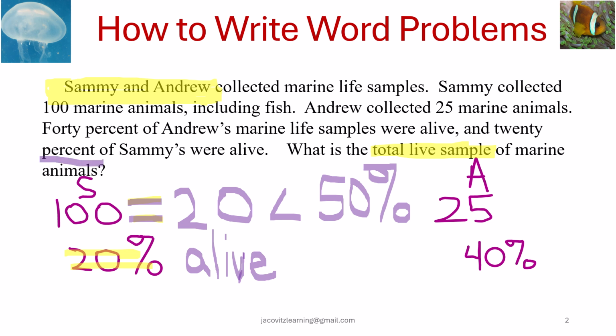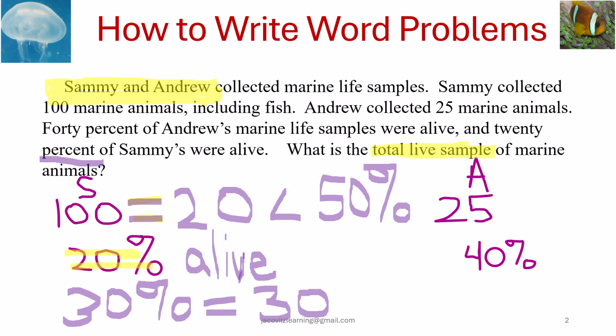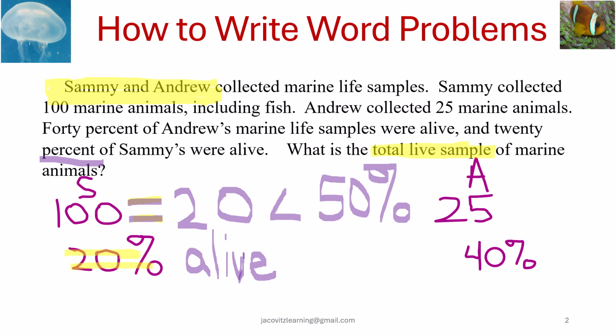Now this is a nice number with this 100. It makes it even. 30% would be what? 30% would be 30. See? So this is happening very well for you. Now here is the other situation. The names are changing around, so you have to pay attention to that.